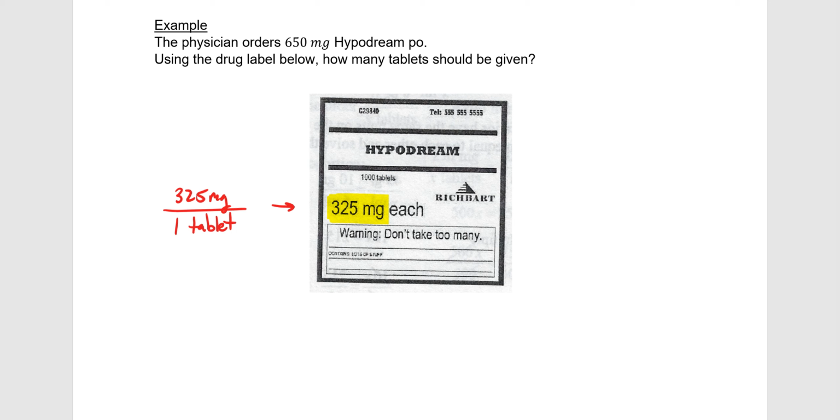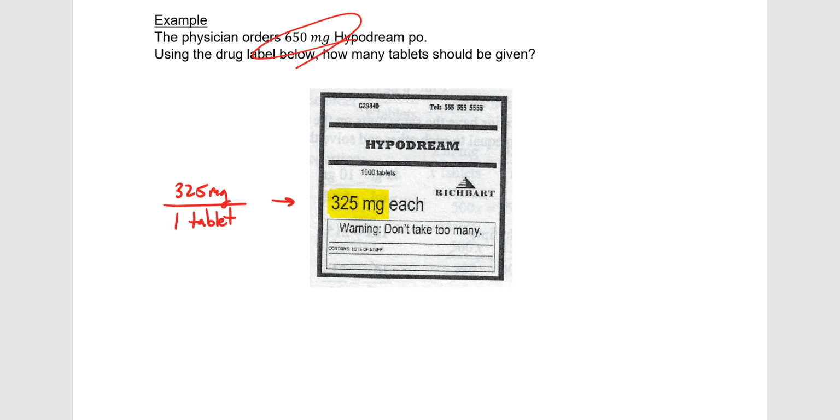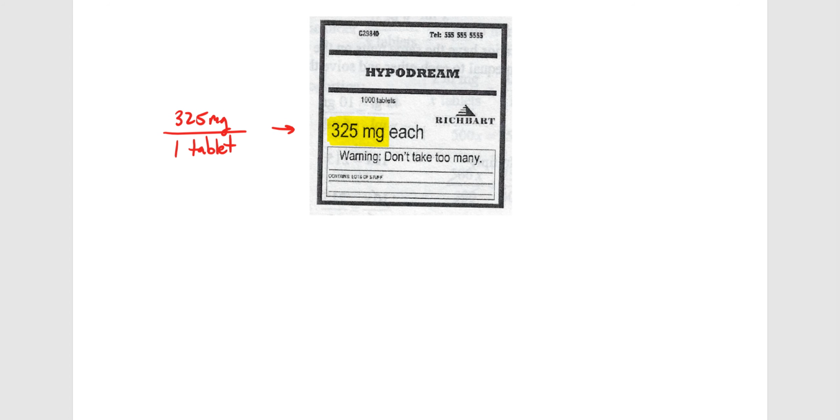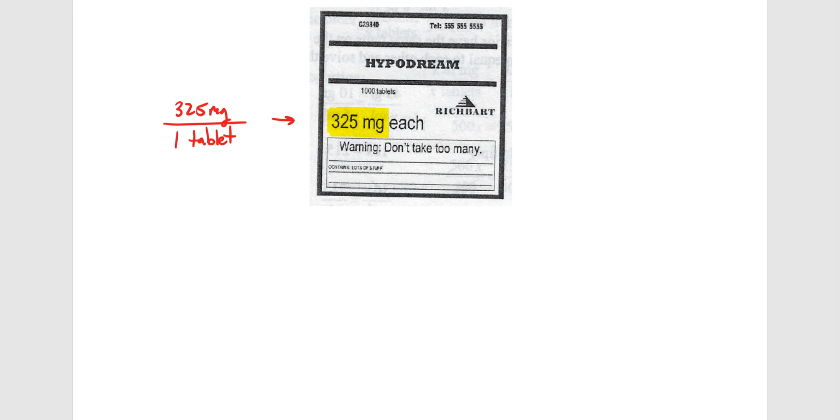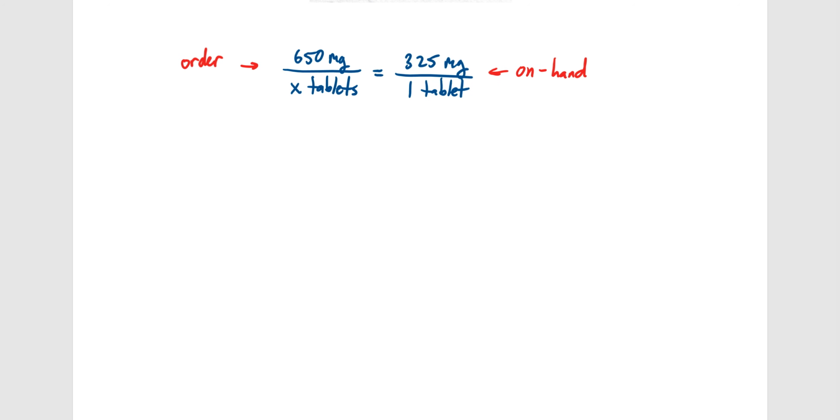Okay, so once we have this piece of information, this is essentially our on hand. We can set up a proportion just like we did before. So we have to take into consideration the order, which was 650 milligrams. So setting this up, we have the order ratio, which was 650 milligrams for X number of tablets, which is what we're looking for. And that's going to equal the ratio for the on-hand drug that we have, which was 325 milligrams for every 1 tablet, which we found on the label.